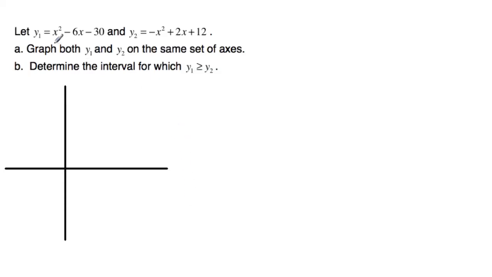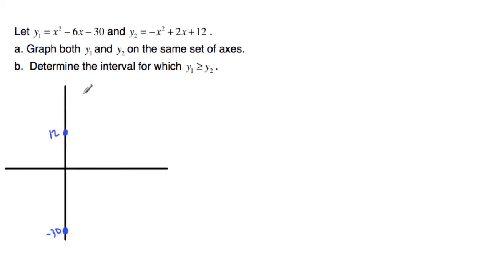In this question we're given two functions, y1 and y2. We're supposed to graph both functions on the same set of axes, and then we're also going to determine the interval for which y1 is greater than y2. So I know that y1 has a y-intercept of -30, and I know that y2 has a y-intercept of +12. Right now that's pretty much all I know.